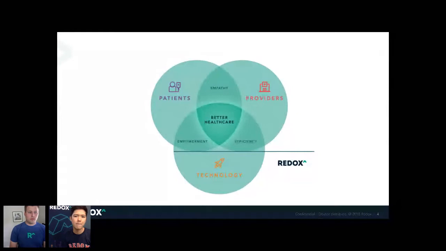So we're going to get a lot more into that. But some quick background here. Redox right now, we're sitting in the middle of a network of applications on the left-hand side and health systems on the right-hand side. So we have about 500 software applications that have been written to our API specification. And they do that so they can exchange data with any health systems that they sell to.